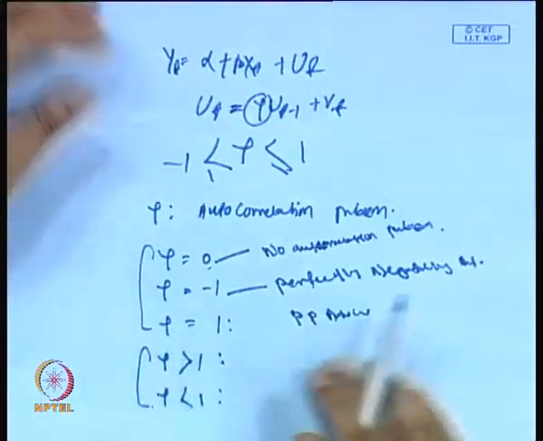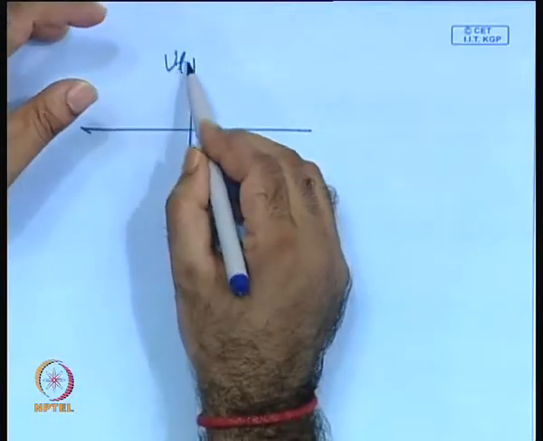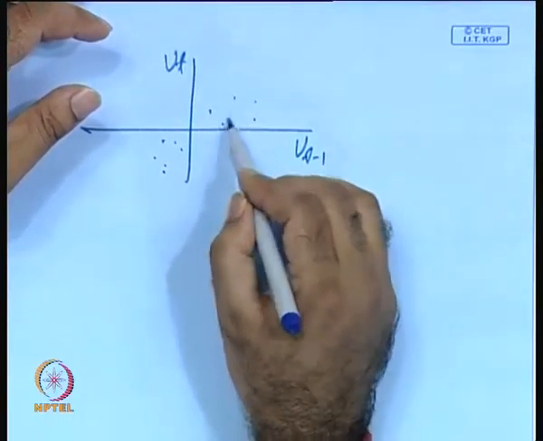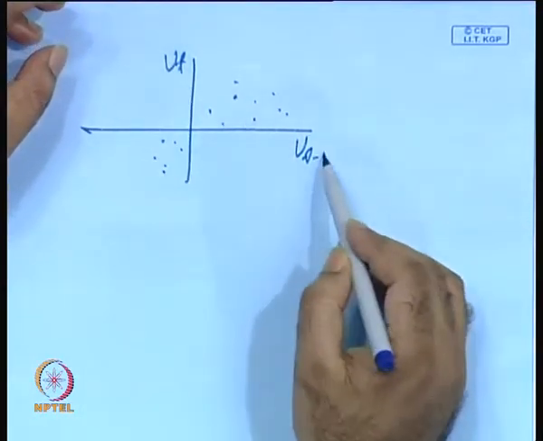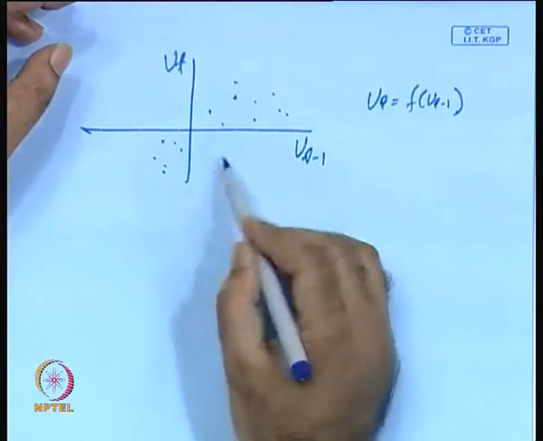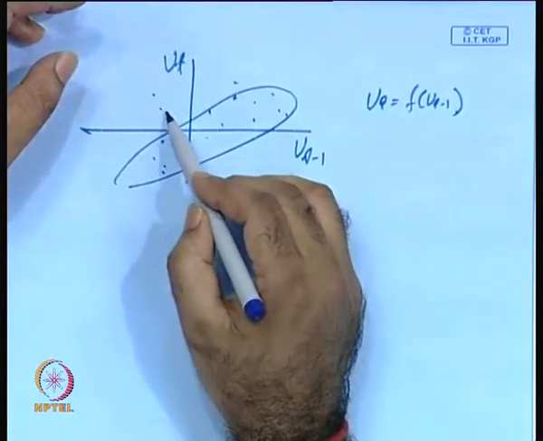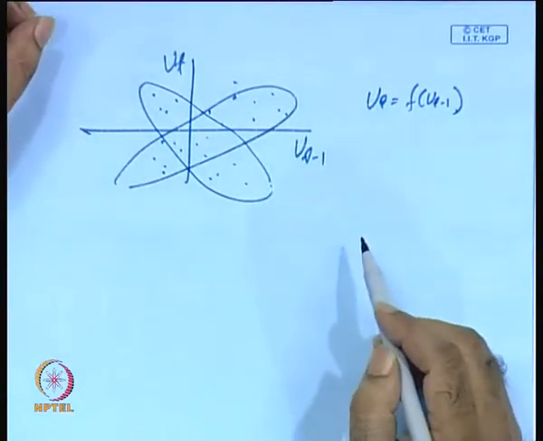So graphically, the picture will look like this. Let's take ut on one axis and ut minus 1 on the other. With respect to ut minus 1, I have to plot ut, so that means ut is a function of ut minus 1. Corresponding to ut minus 1, the picture will be like this. This may be one way, and this will be another way. This is how the linear relationship looks.